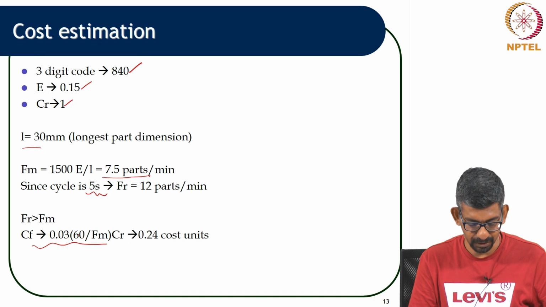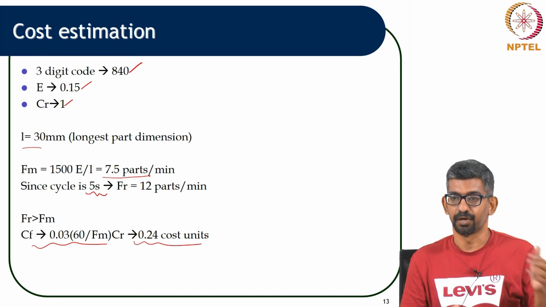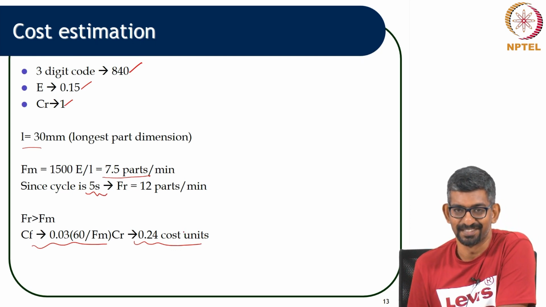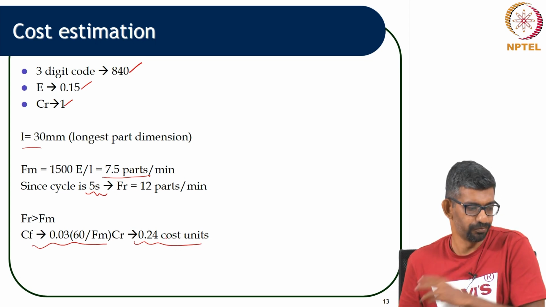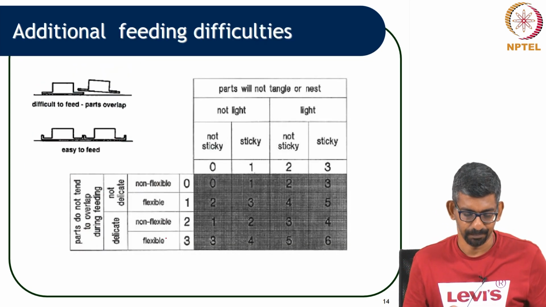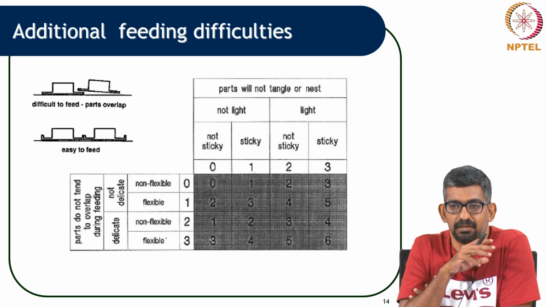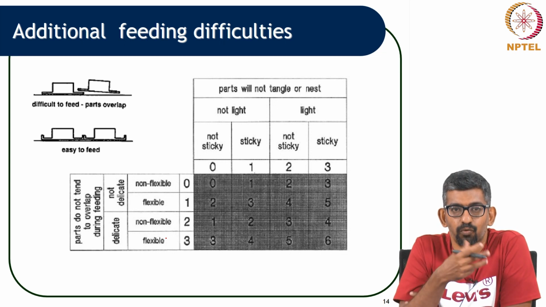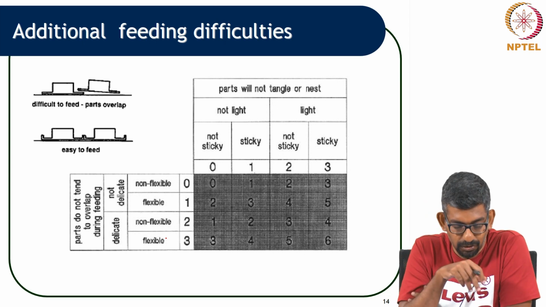CF is 0.03, 60 times FM times CR, you will get roughly 0.24 cost units. I am not saying it is cents or dollars, we are just using some cost units. So, 0.24 cost units is what we are looking at. This is just to give you an idea of how to deal with robotic assembly, how you can use similar concepts from manual assembly in the robotic assembly case also.